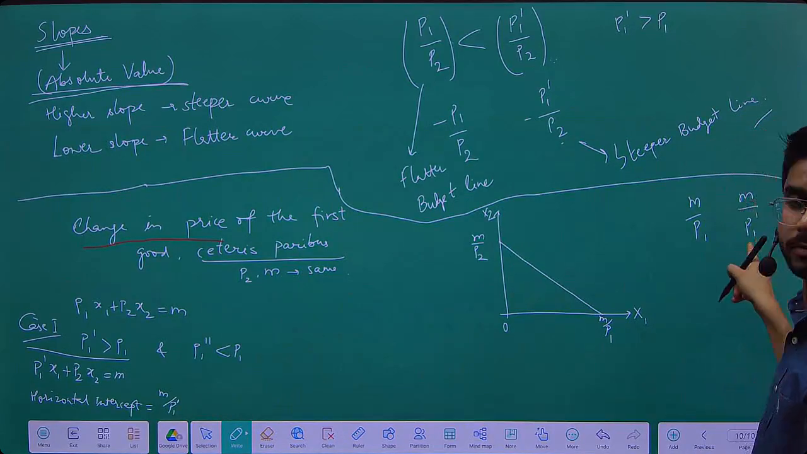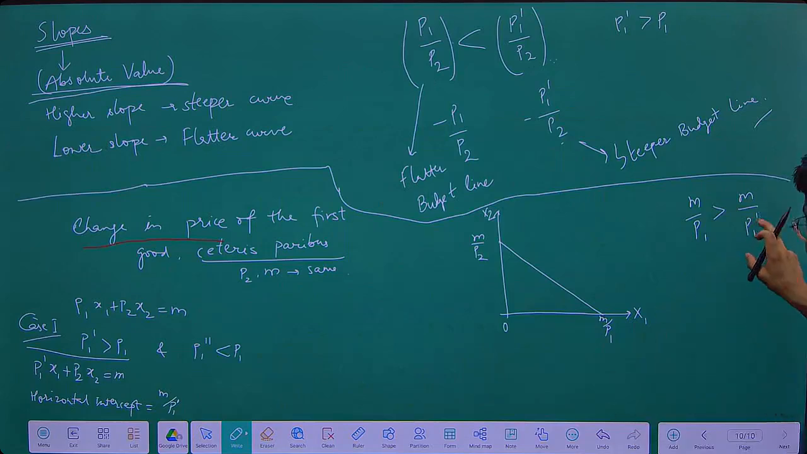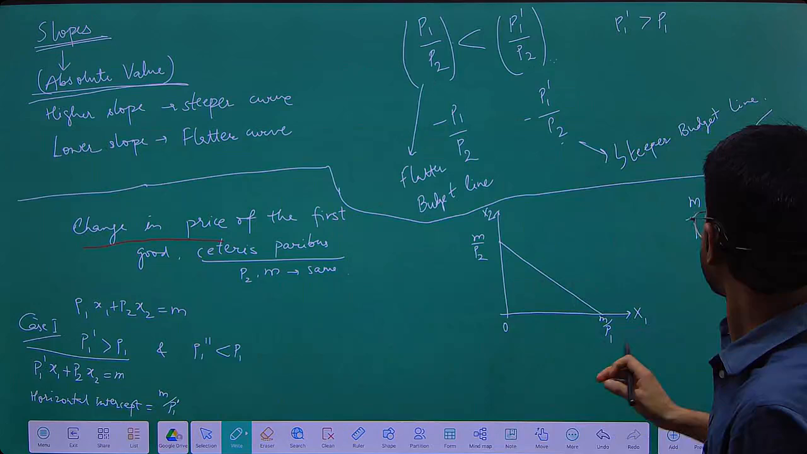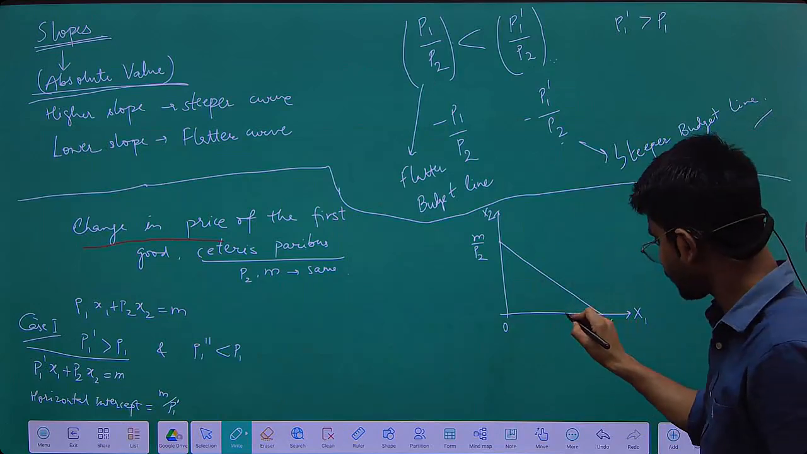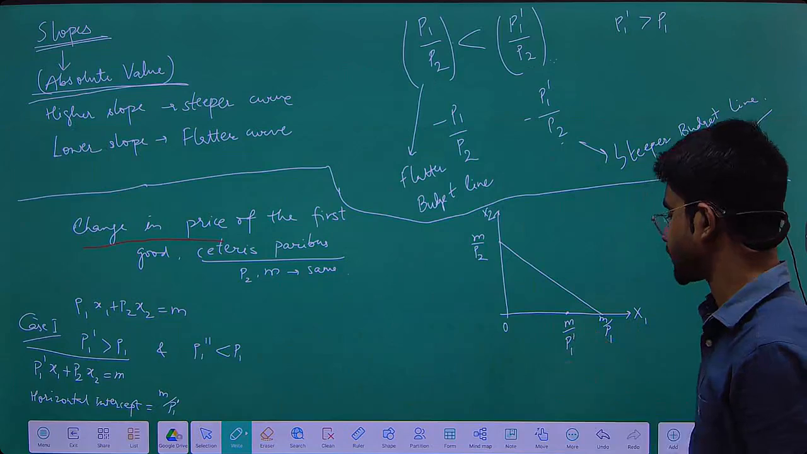So we have the case like this, M upon P1 and M upon P1 dash. And we know that the denominator is higher in the second case. That means P1 dash is greater than P1. So this would be the case. Why? Because when the denominator is higher, the fraction has a lower value. So we will have some intercept here, that would be M upon P1 dash.